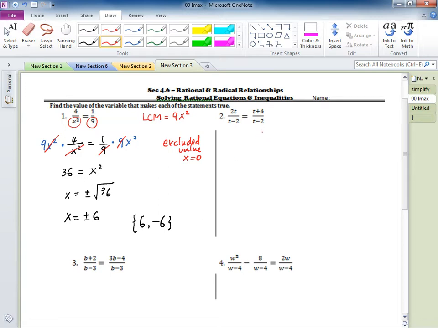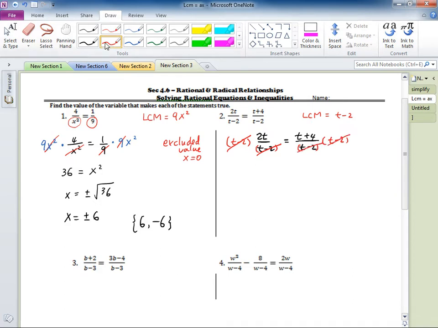Question number 2. What is the least common multiple? t minus 2, that's right. So by multiplying by t minus 2, let me rewrite it so I can write neatly. Alright, this is the question. And the least common multiple is t minus 2. I have a binomial, so I put parentheses around the factor, okay? By multiplying by t minus 2, I can cross out the denominator. Boom, boom, boom, boom, gone.